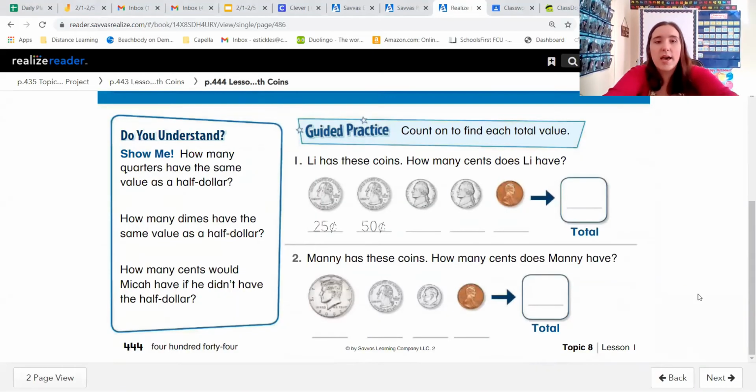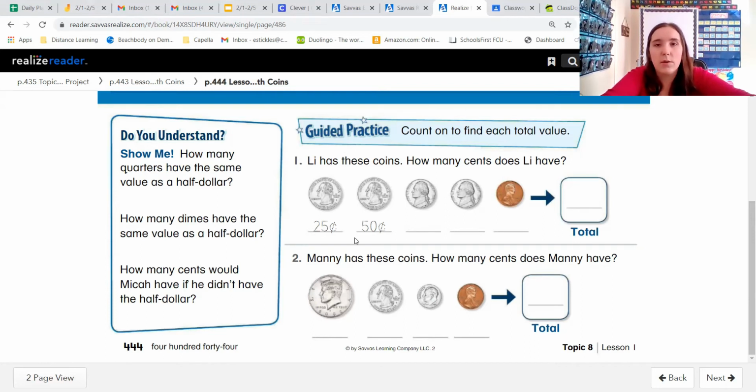Okay, ladies and gents, I am on page 444 in my workbook, and that's where you should be too with your pencil. So if you need to pause to get your pencil and turn to page 444, do that right now. So make sure you pause me, okay? And then we're going to do these 2 problems here together. It says count on to find each total value. So just like the visual learning video, that's what we're going to do in these problems.